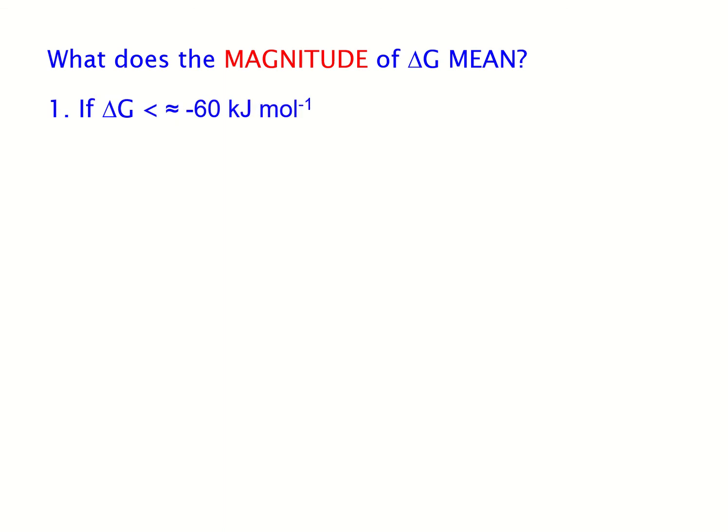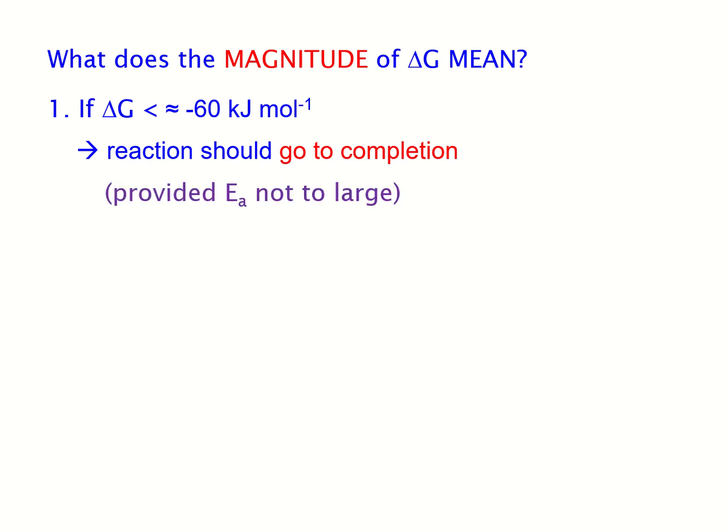So our rule of thumb is that below zero it happens, above zero it doesn't happen. If it's below minus 60, we assume that reaction goes to total completion. But there is a caveat there. That may not happen. And your reason for that not happening is because the activation energy for that particular reaction simply might be too high. So please bear that in mind when you get asked a question where delta G is negative but the reaction doesn't happen. That's because of a high activation energy.